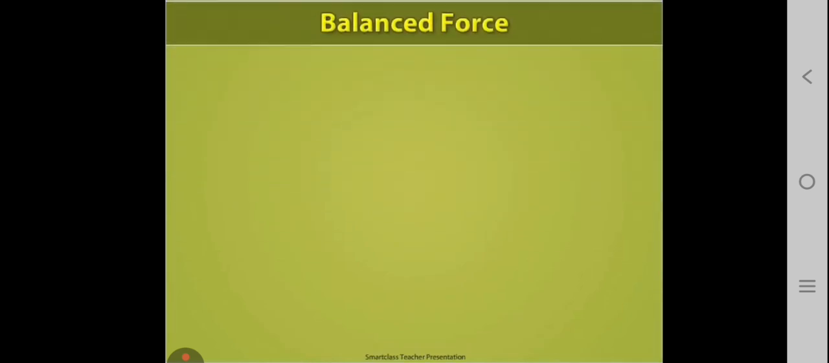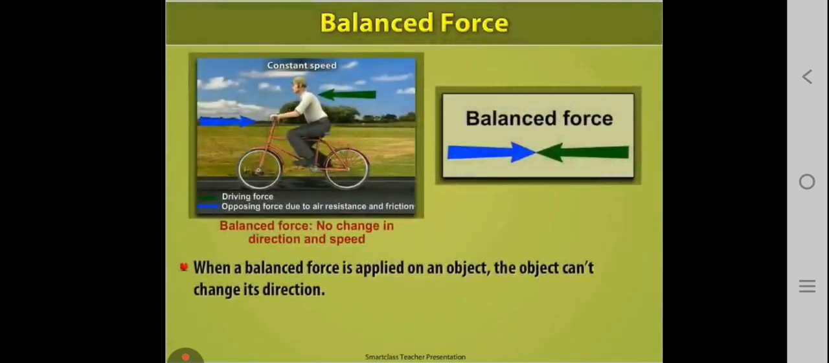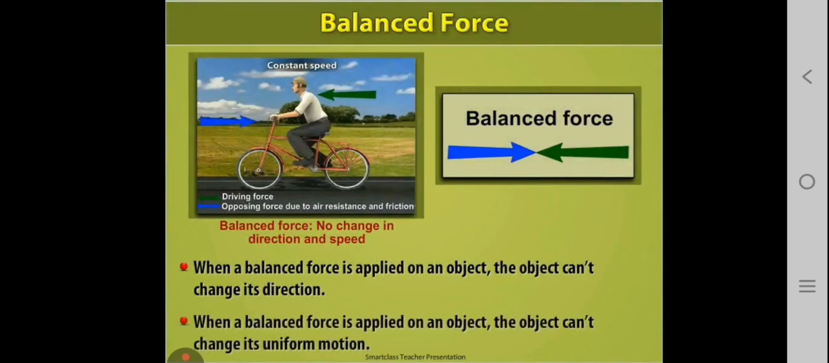Balanced force. If the net force is 0, then the forces are said to be balanced. Balanced forces cannot make an object move. When a balanced force is applied on an object, the object can't change its direction. It also can't change its uniform motion.